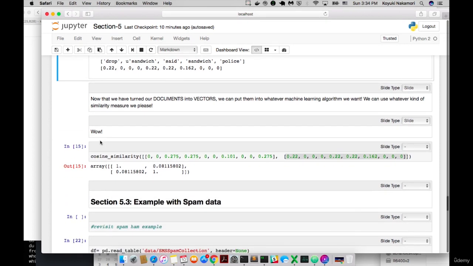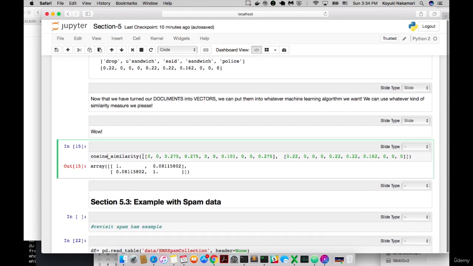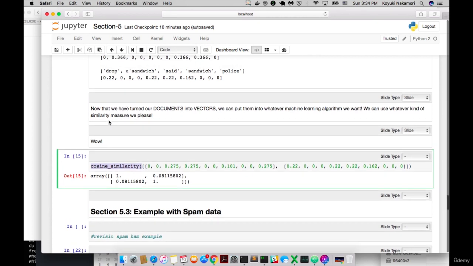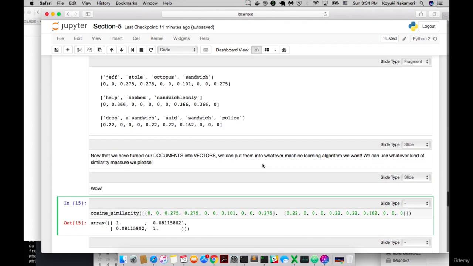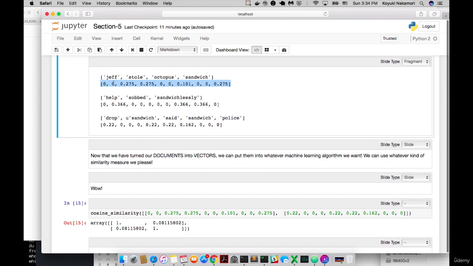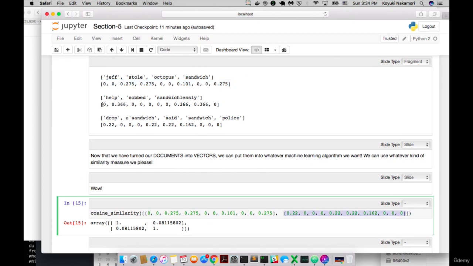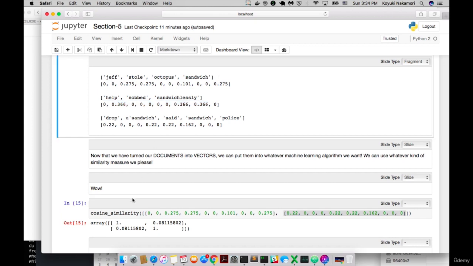So let's look at something. Cosine similarity is a good way of looking at the distance or the angle between two vectors. I imported this function initially from sklearn. I can pass two vectors like this. Here I'm passing the first vector that I got from TF-IDF for the first document, and the second vector I got from the second document. You can then take the cosine similarity.